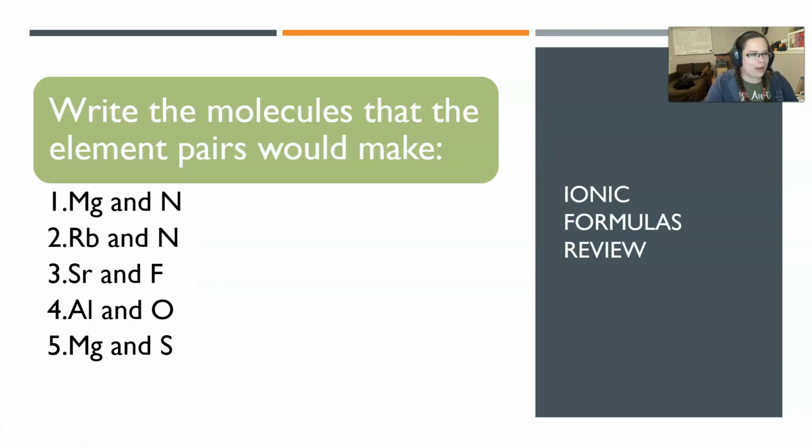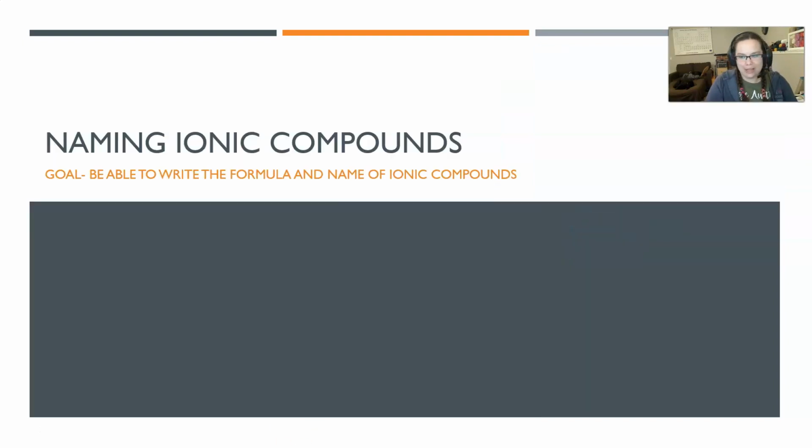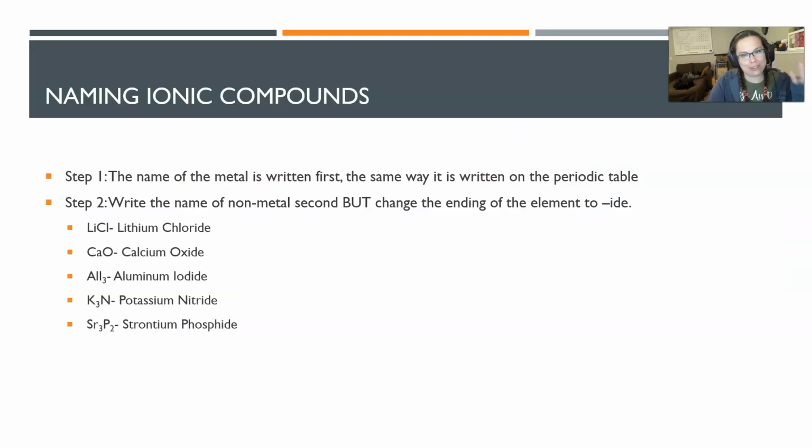All right, we then practiced writing ionic formulas, so you can work through these if you'd like. And then we talked about naming. When you're naming, you say the first element and you replace the ending of the second one with -ide, I-D-E. For example, lithium and chlorine combine to make lithium chloride. Calcium and oxygen make calcium oxide. Aluminum and iodine make aluminum iodide. The second to last is potassium nitride, and the last one is strontium phosphide.